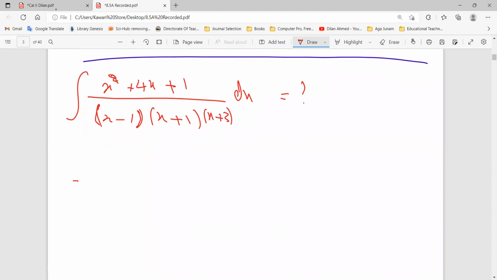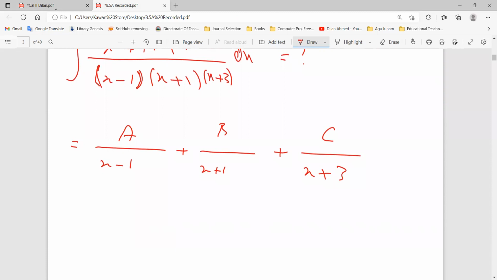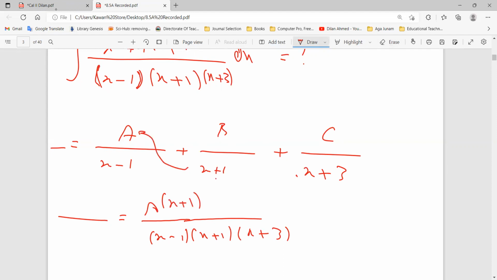So I'm going to change that one to A over (x minus 1) plus B over (x plus 1) plus C over (x plus 3). Okay, A, B, C, go. What's the common denominator? All of them, right? x minus 1, x plus 1, x plus 3. So A is multiplied by (x plus 1)(x plus 3). Do you know why? Good.